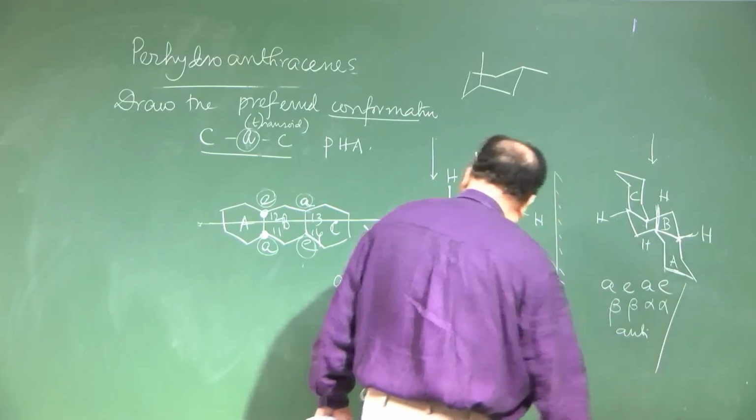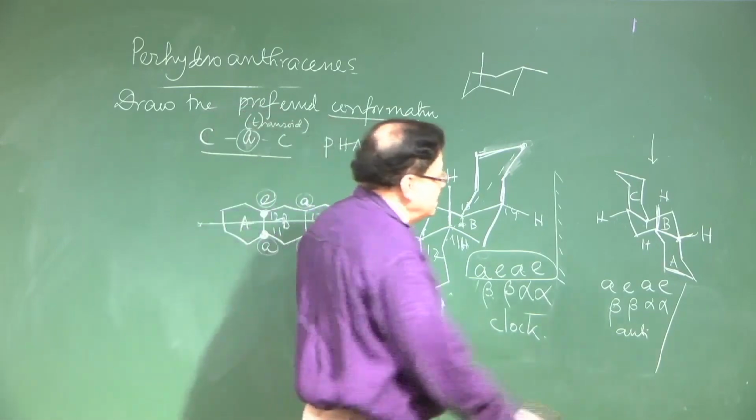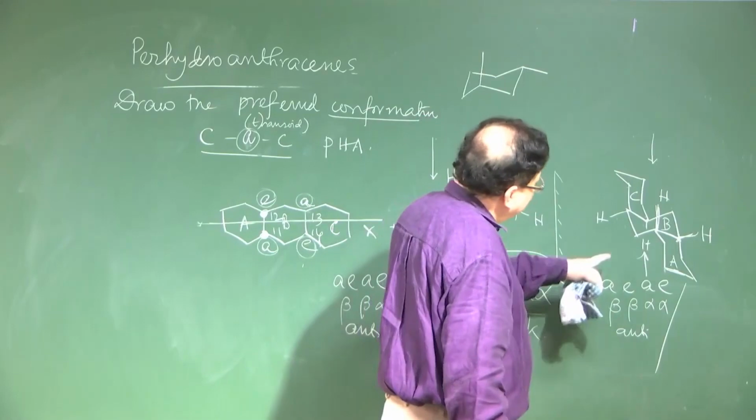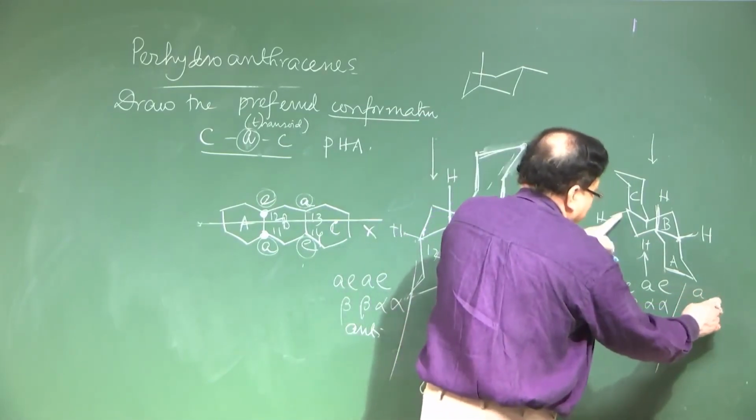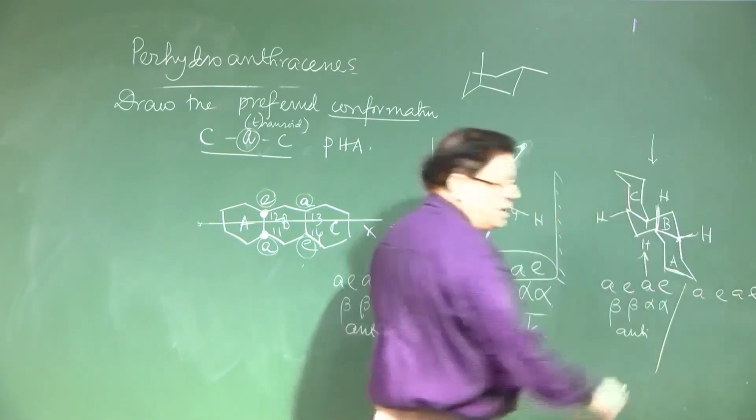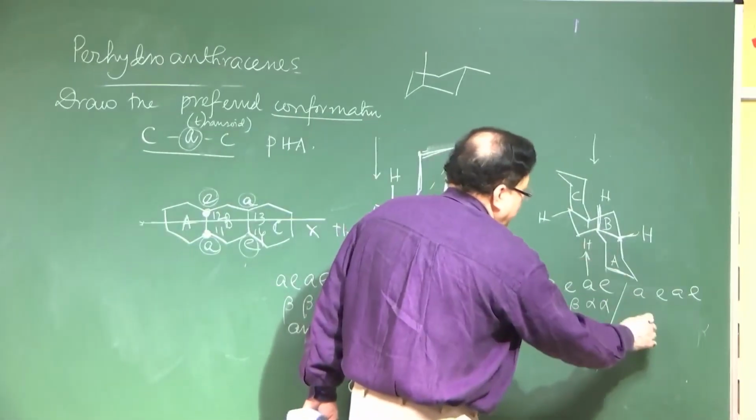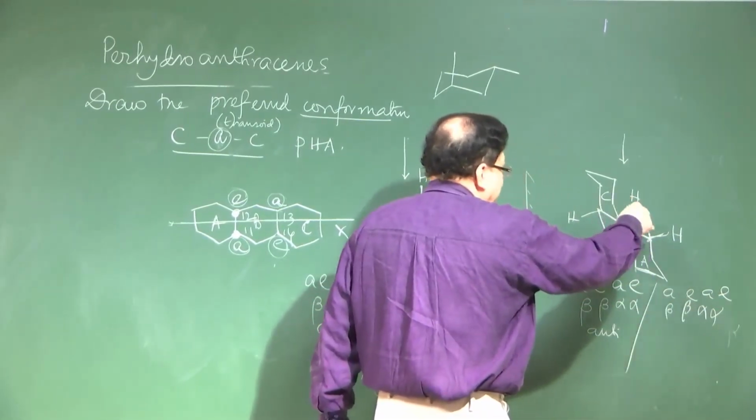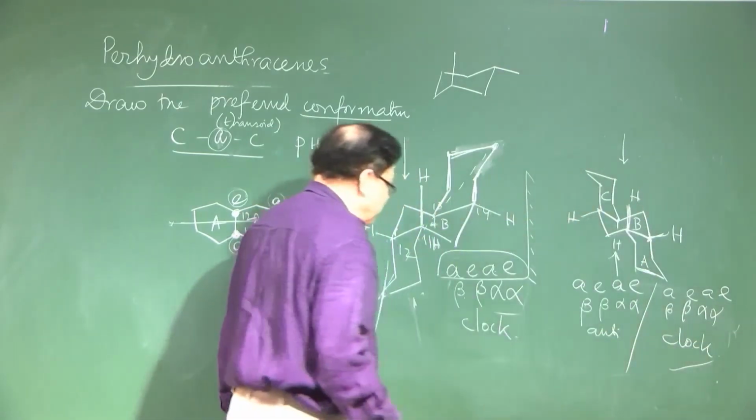And if you change the reference plane, that I look from the bottom, then I can start from this one, axial, equatorial, and then axial, equatorial. If I do that, then you see this will be beta, alpha, and apparently the direction is anti, but that becomes clockwise, because I am seeing from the bottom.